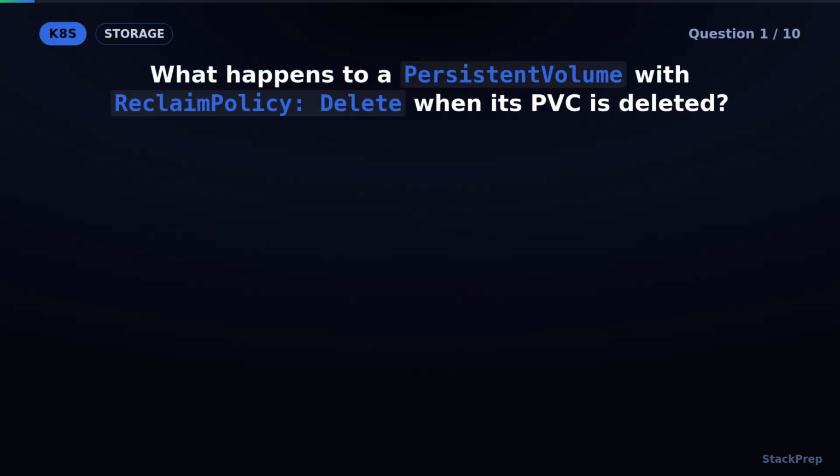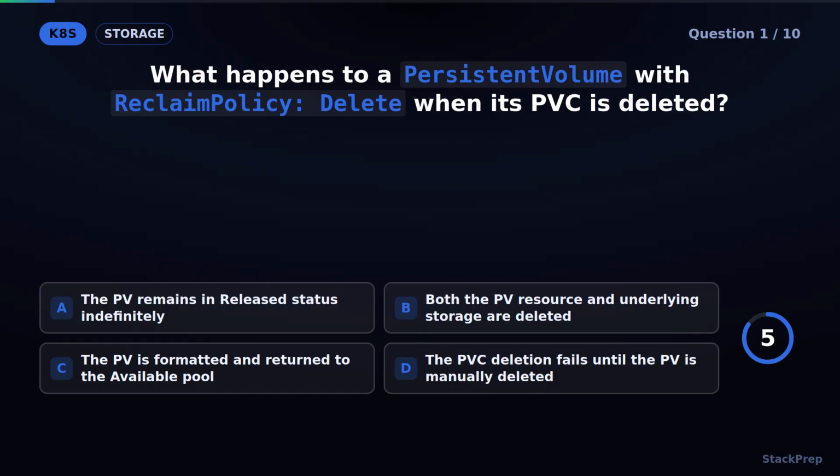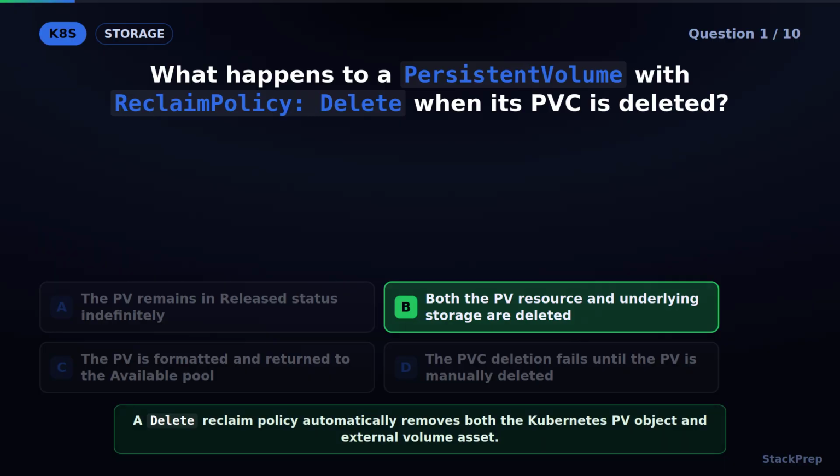What happens to a persistent volume with ReclaimPolicy Delete when its PVC is deleted? The answer: both the PV resource and underlying storage are deleted. A Delete reclaim policy automatically removes both the Kubernetes PV object and external volume asset.